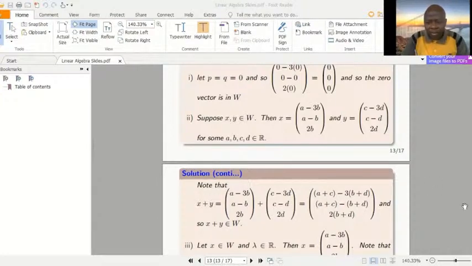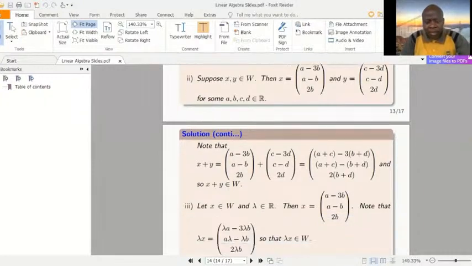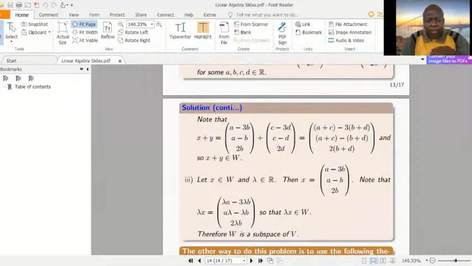Now let me show that the scalar multiplication is also closed under scalar multiplication. That this vector is also closed under scalar multiplication. So I pick a scalar lambda and choose a vector x, and I want x to be this. And then lambda is here, and then multiply. So if I multiply, I'll get lambda a minus 3 lambda b, a lambda minus h lambda, and 2.